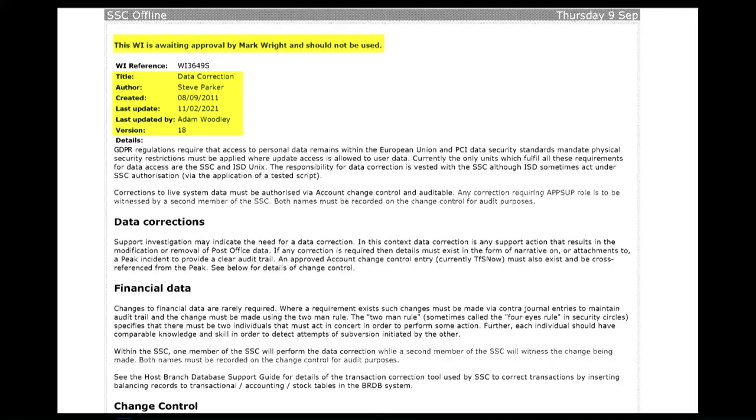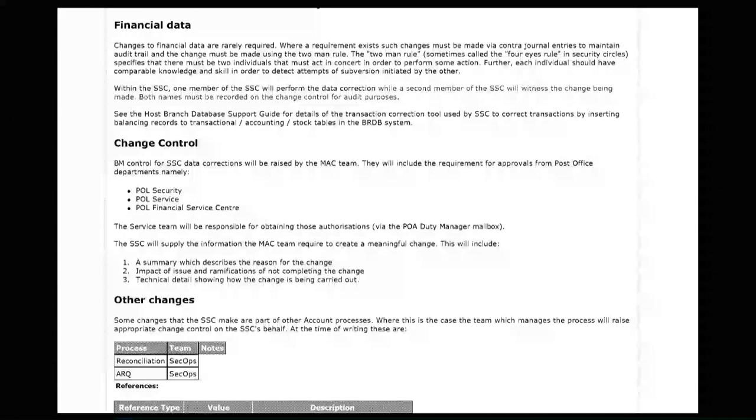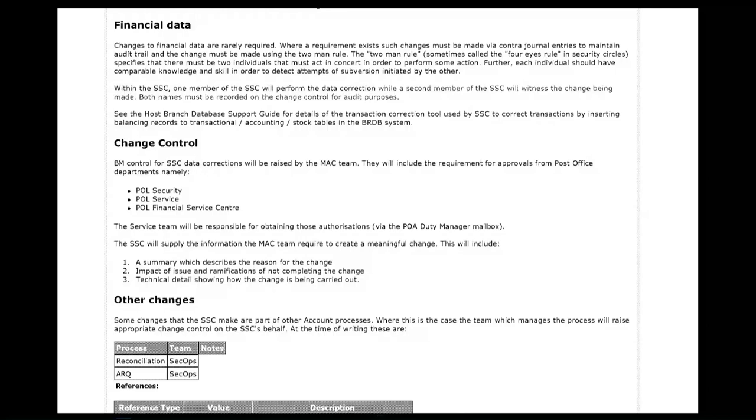Okay, yes, got that. And then if you scroll down to change control. Yep, okay. Is there anything in there that you can read that might explain or justify why the work instruction was awaiting approval by Mark Wright? No. Nothing there is obvious to me, no.